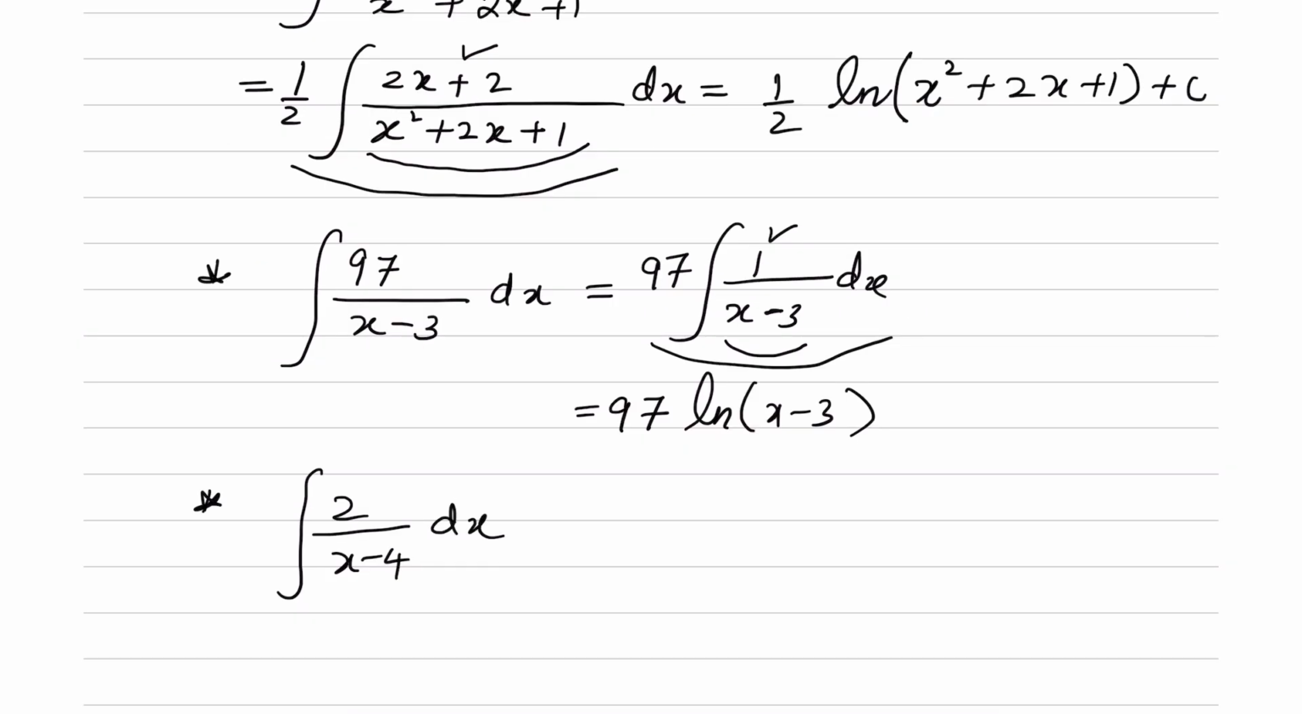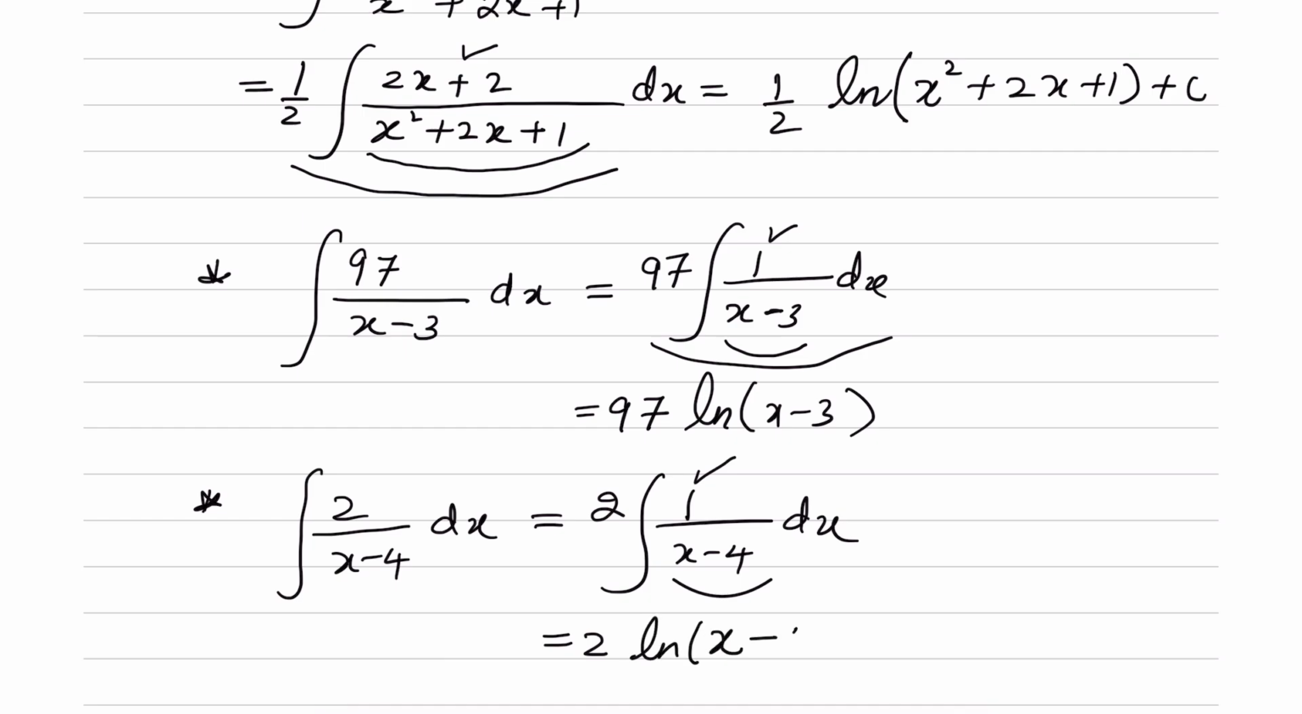So the answer of this integral would be, take 2 outside, 1 over x minus 4 dx. There is something in the denominator which is x minus 4, and the derivative of x minus 4 is 1, which is in the numerator. So we can simply write it as 2 ln of the denominator, which is x minus 4, plus some constant. So we are going to use partial fraction rules and this integration concept when we are solving the integral questions by using partial fractions in the next video.